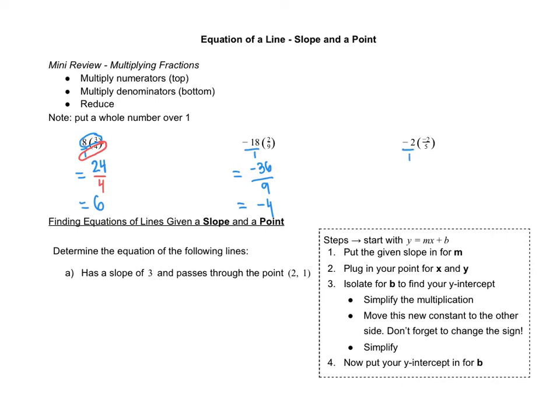And finally, negative 2, I put it over 1. The tops, negative 2 times negative 2 is positive 4. And then 1 times 5 on the bottom is 5. And that's as far as we can go.